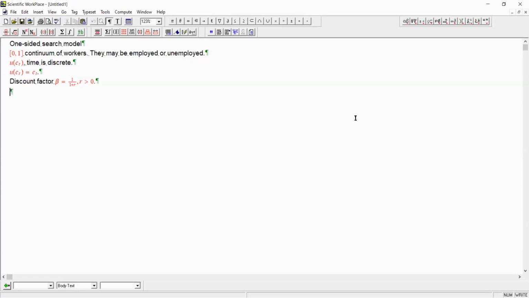Now, each worker is either employed or unemployed. If unemployed, then consumption C is equal to some benefit b. Now, b could be interpreted as an unemployment payment. b could be interpreted as a home production value. b could be interpreted as a combination of those things plus leisure that the agents enjoy while they're not working. In the one-sided search model, it's not going to matter because the one-sided search model is not general equilibrium.